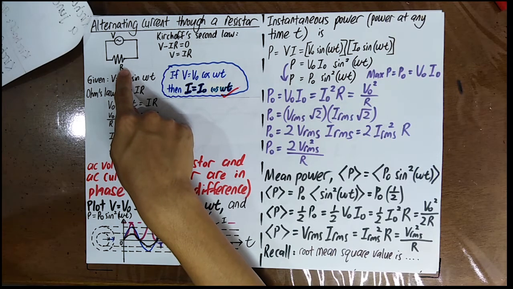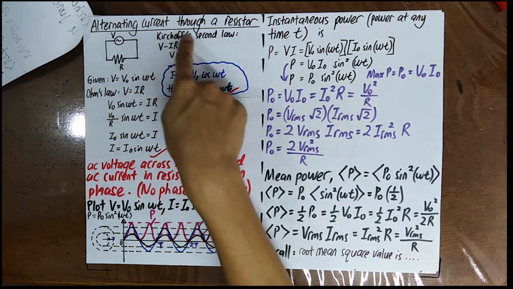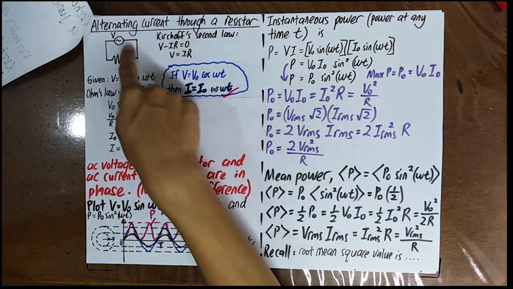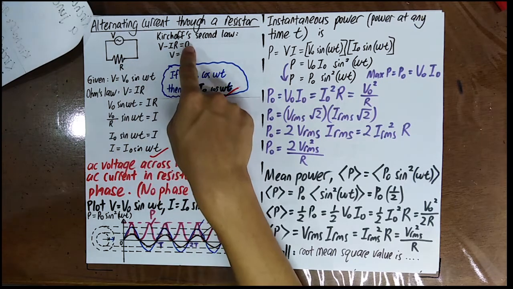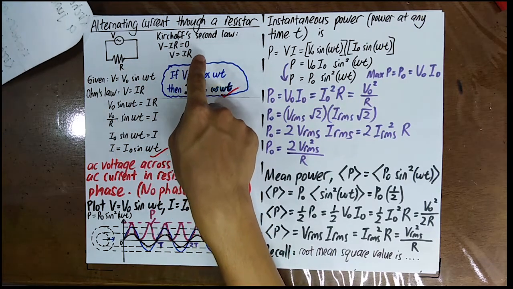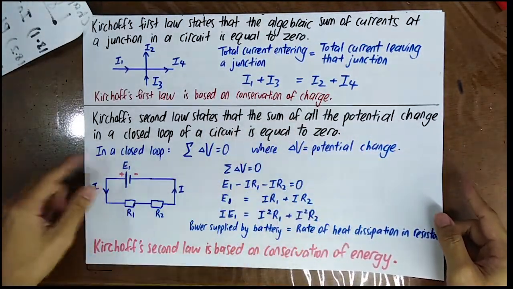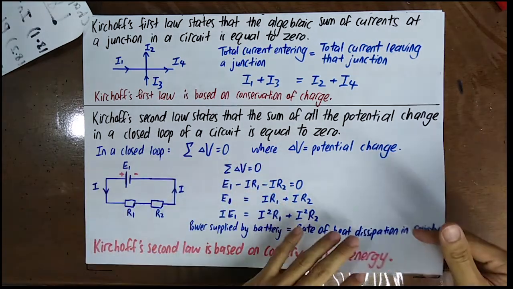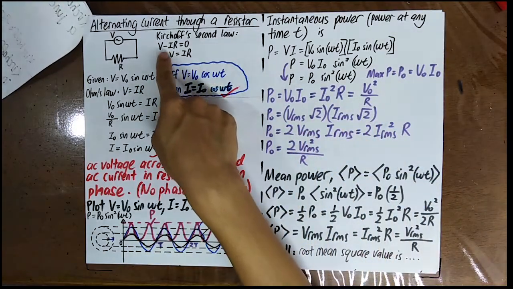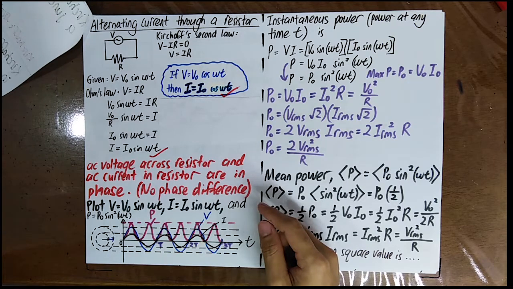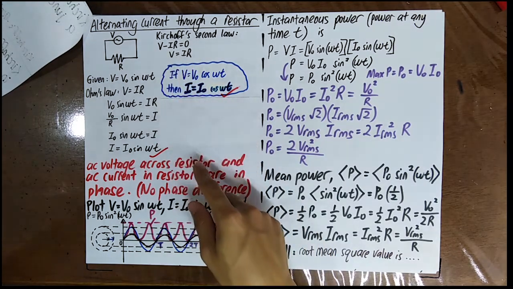This is an alternating current source. This is a resistor. And then Kirchhoff's second law tells you that V minus IR equals 0. You still remember what Kirchhoff's second law is? Kirchhoff's second law states that the sum of all the potential change in a closed loop of a circuit is equal to 0. Therefore, V minus IR equals 0. Then V equals IR.